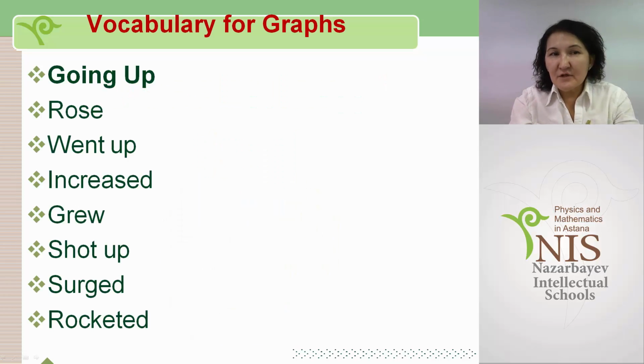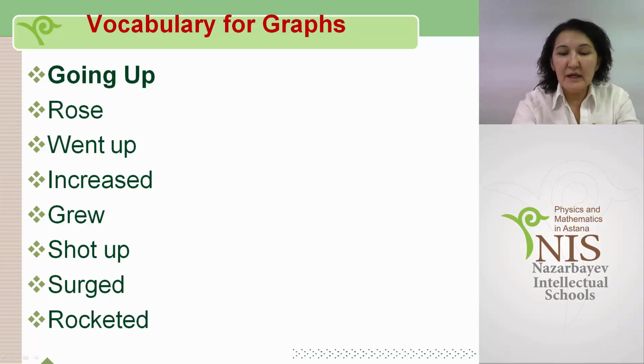Look at these verbs. Rose, went up, increased, grew, shot up, surged, rocketed. Are they verbs or nouns? Sure, they are verbs. What tense do they show? What tense are they? That's correct. Past simple. And pay attention to the next. All these verbs show the meaning going up. So they are synonyms and show the meaning going up.